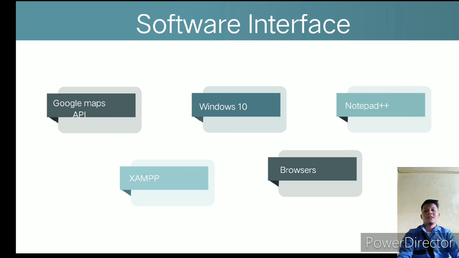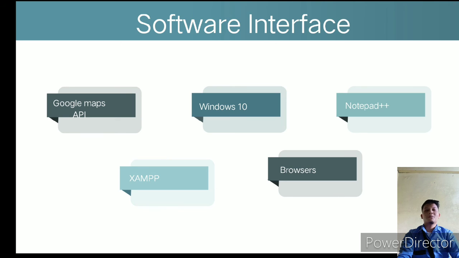Software interface. The software interface is a type of device that is required to enable a system. The first is the Google Maps API, Windows 10, XAMPP, Notepad++, and the browser. Google Maps is a feature-rich mapping platform developed by Google. Windows 10 is installed on the computer desktop used in the development.